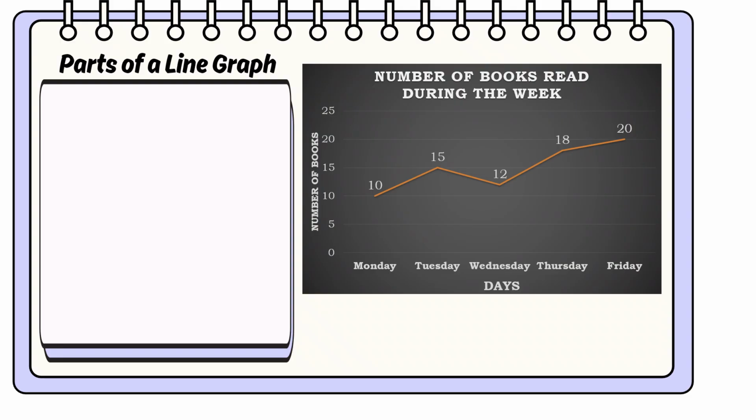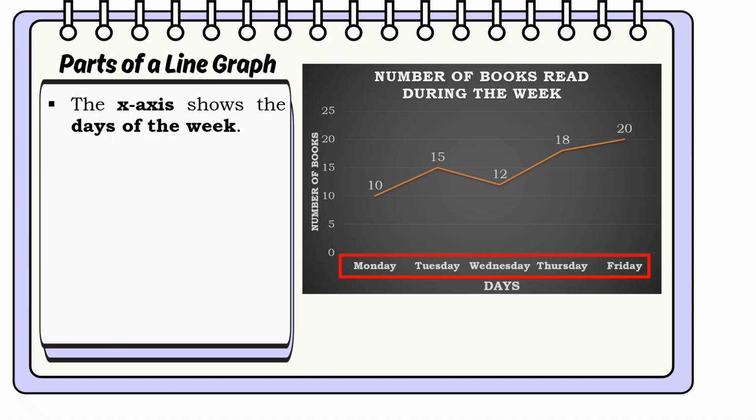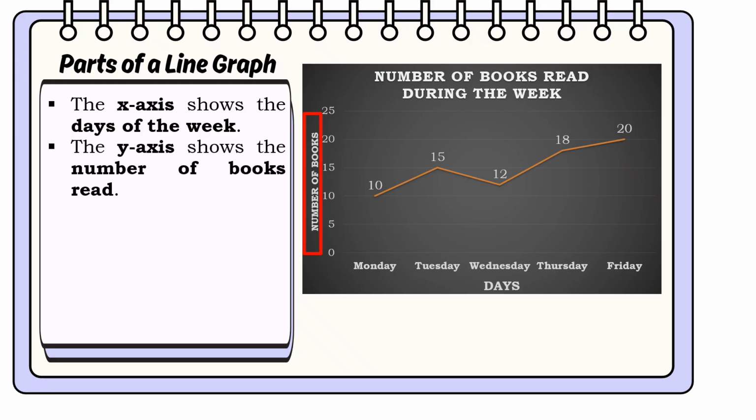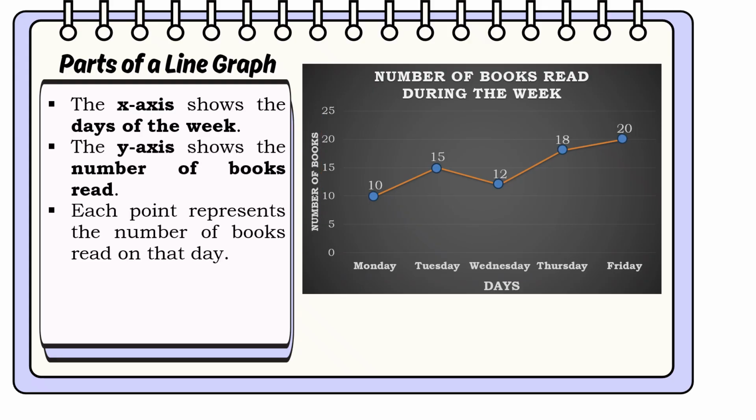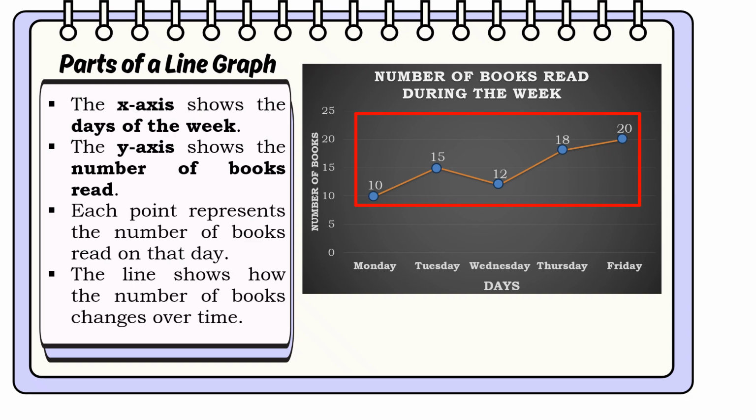Let's study the graph presented. The x-axis shows the days of the week. The y-axis shows the number of books read. Each point represents the number of books read on that day. And lastly, the line shows how the number of books changes over time.